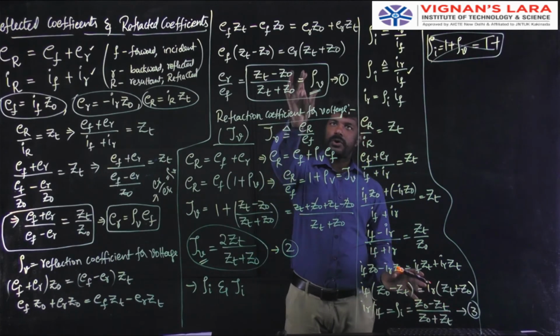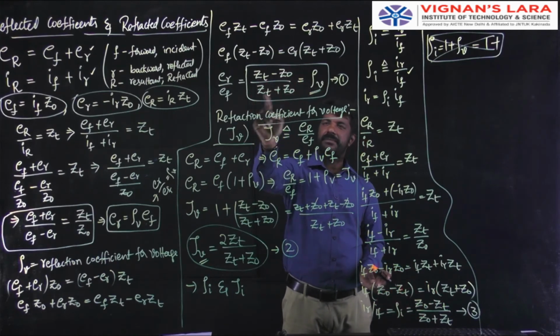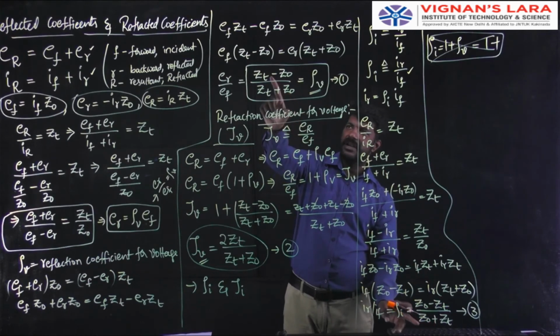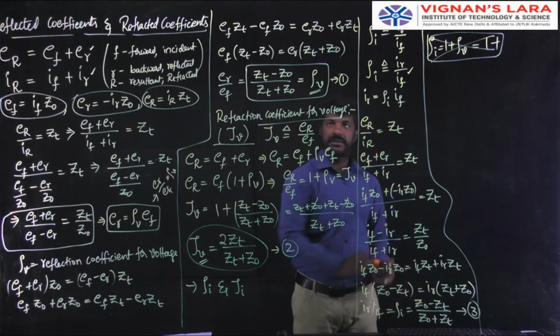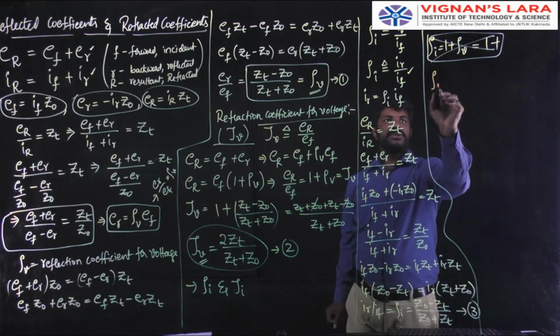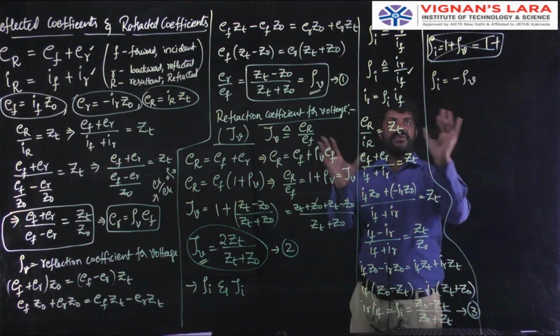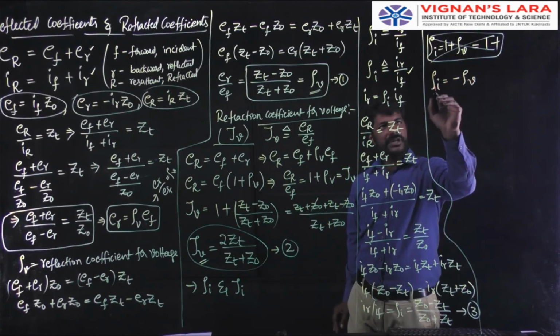I want to correlate this rho V with rho I. Yes, this is ZT minus Z naught by ZT plus Z naught. How to correlate with this? Just if I multiply this with minus, then I will get this correlation. So what I mean to say is rho I is equal to minus rho V. Just verify it.